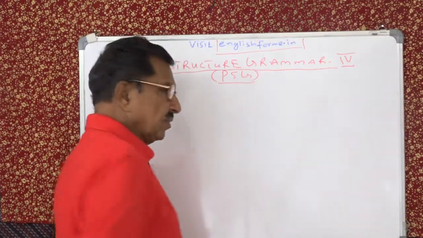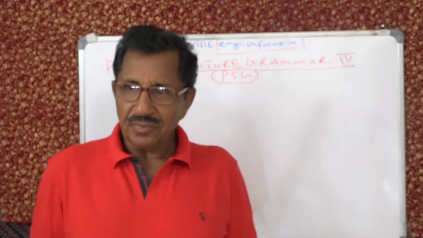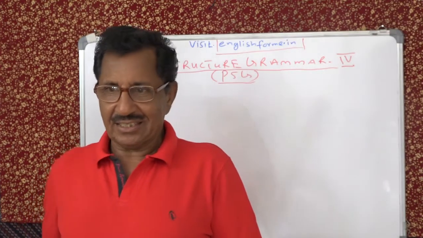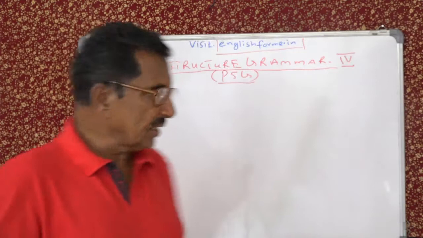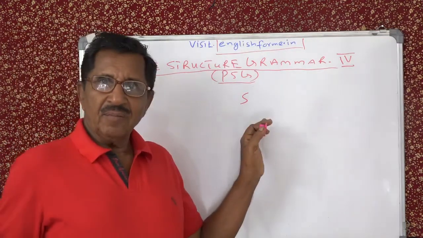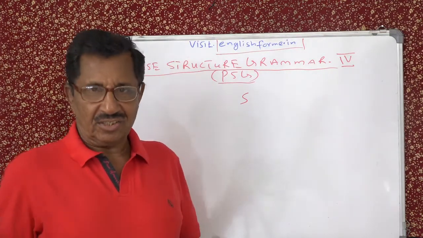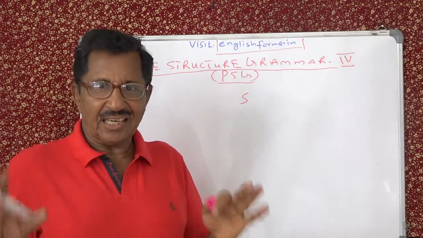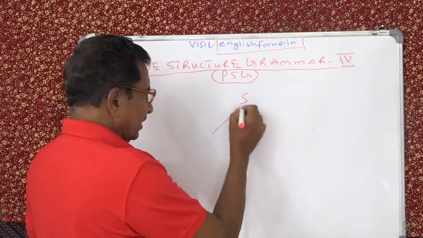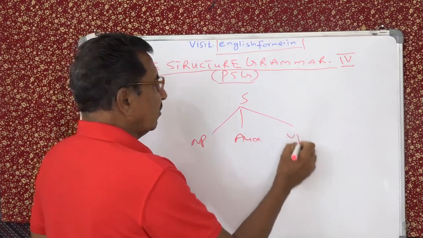What will the phrase structure grammar do? It will produce kernel sentences, or basic sentences. A basic sentence has the structure S. S is the largest syntactic structure; the others are phrases. Now S is always NP, auxiliary and VP.